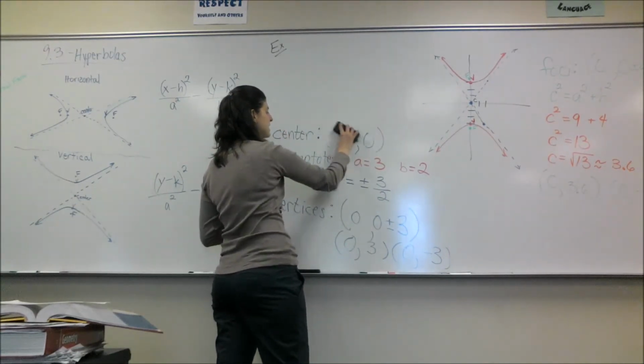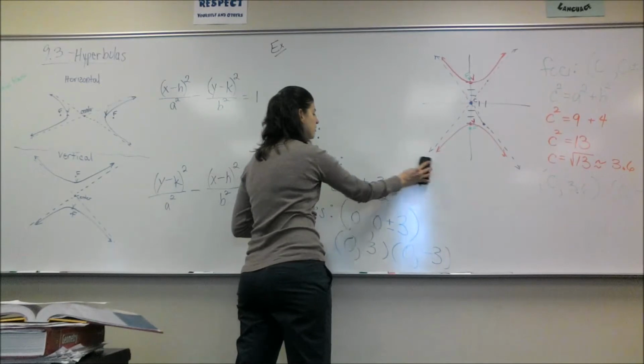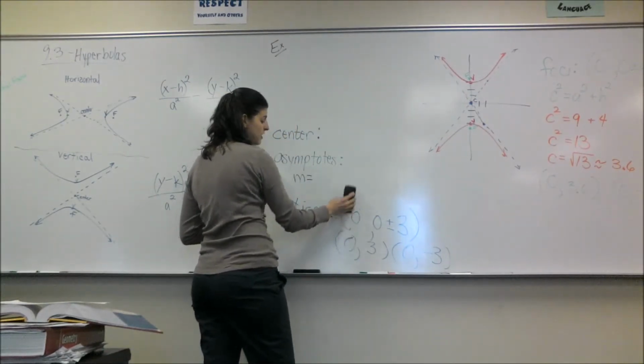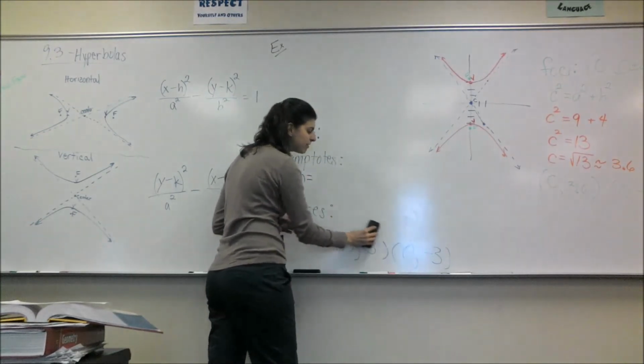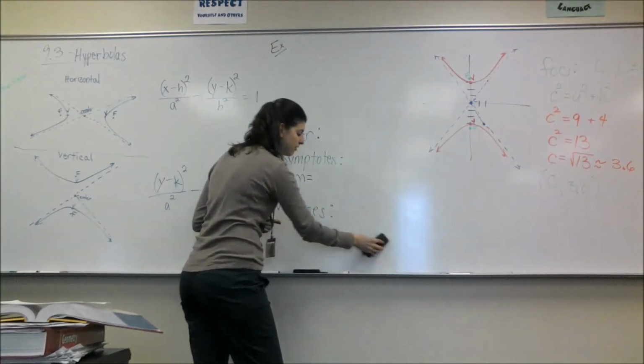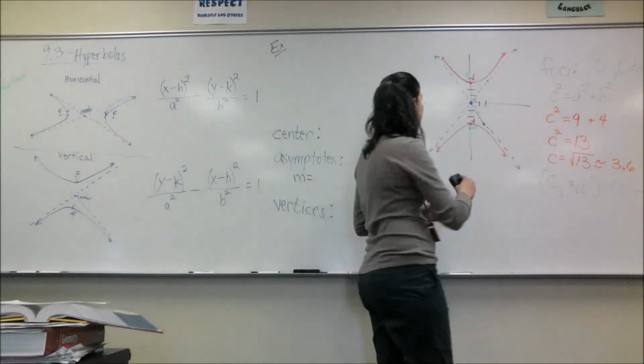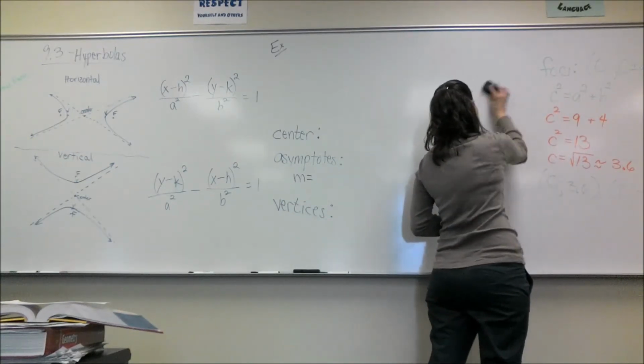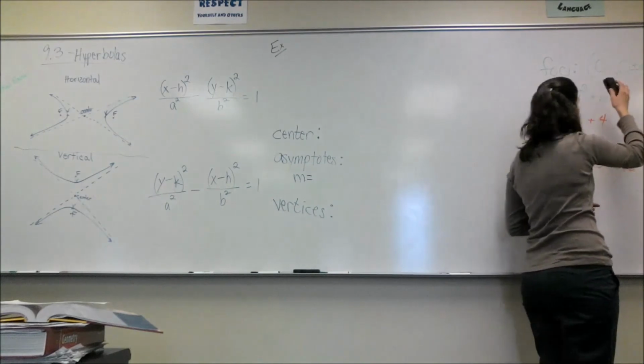I'm going to leave my center, asymptotes, but the slope formula could change because the slope formula is different for the horizontal one than it is for the vertical one. Make sure you notice that. It flips, okay?